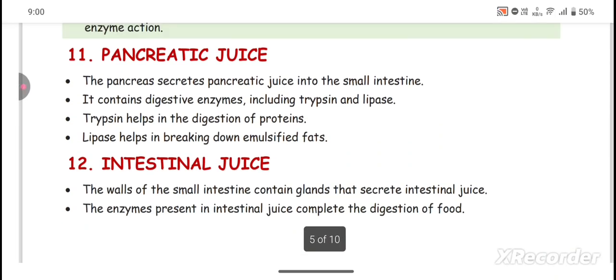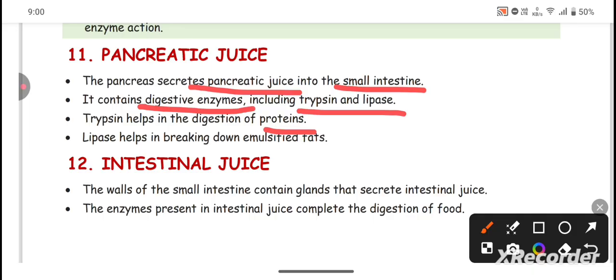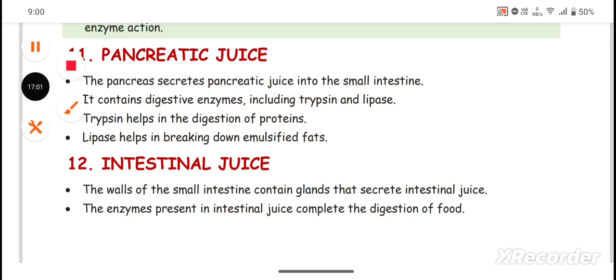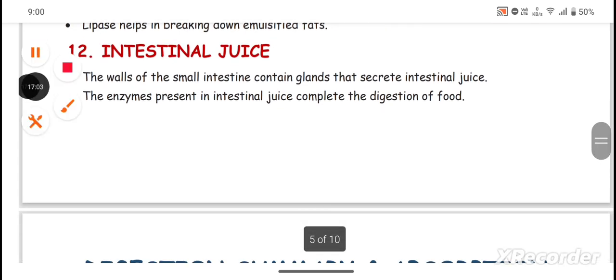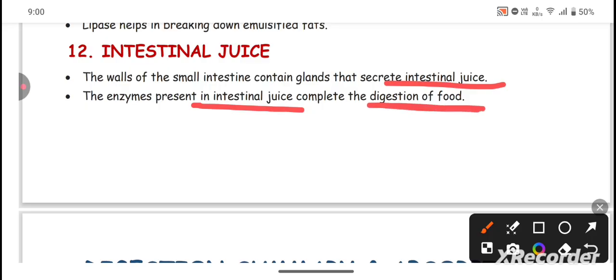Next comes the pancreatic juice. The pancreas secretes pancreatic juice into the small intestine. It contains digestive enzymes including trypsin and lipase. The trypsin helps in the digestion of proteins and lipase helps in breaking down emulsified fats. Intestinal juice: the walls of the small intestine contain glands that secrete the intestinal juice. The enzymes present in the intestinal juice complete the digestion of the food.